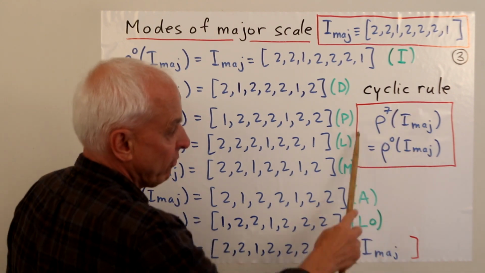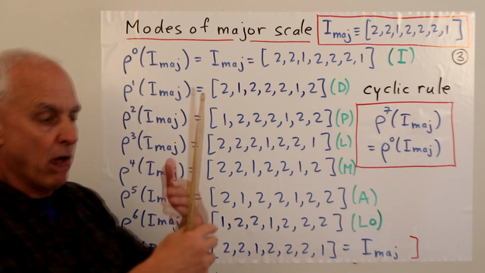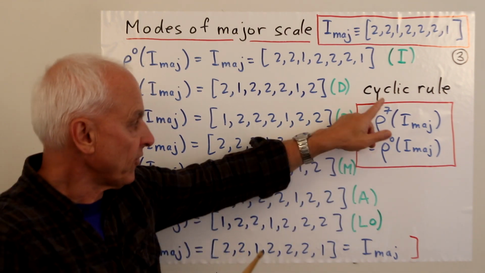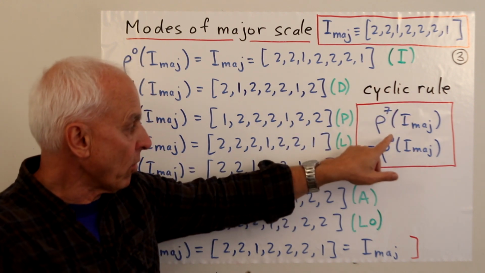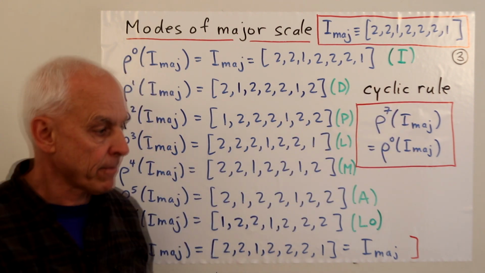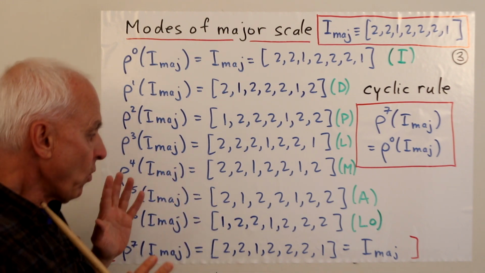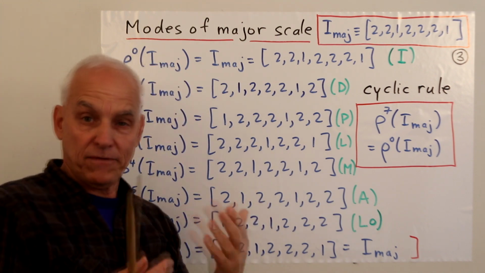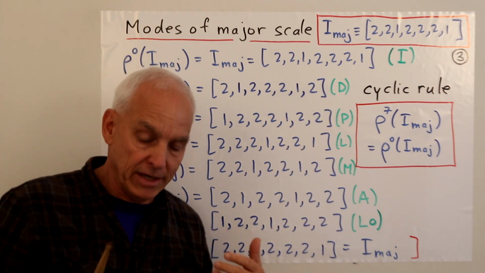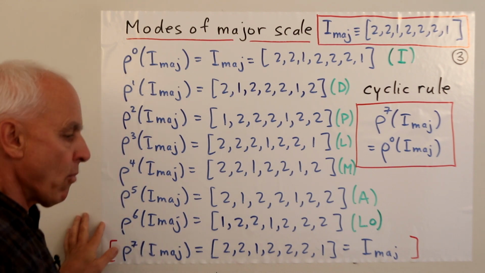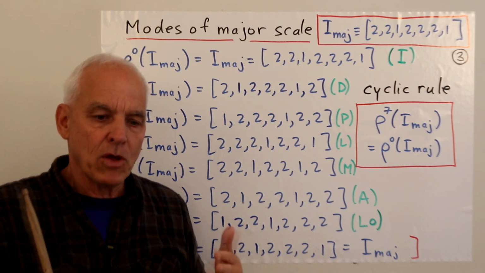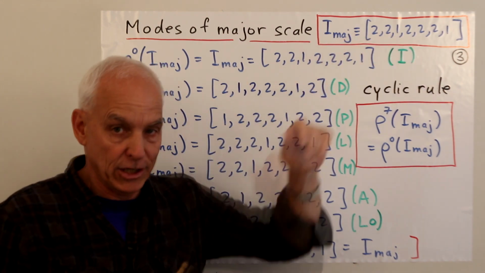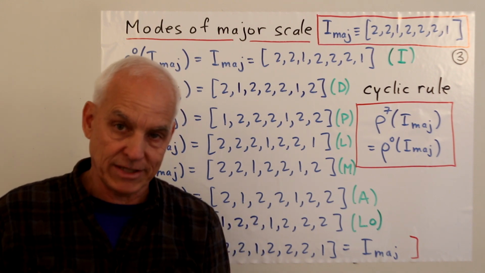So that's sort of a cyclic rule here that tells us these powers of rho are not going to keep on being different. They're going to come back to where they started. Rho to the 7th of I major is equal to rho to the 0 of I major. Okay, so this gives us an alternate way of thinking about the usual modes of the major scale. So instead of thinking about the Greek names, Dorian, Mixolydian, etc., we can think a little bit more mathematically in terms of just which power of rho we are applying to the initial interval sequence that characterizes a major scale.